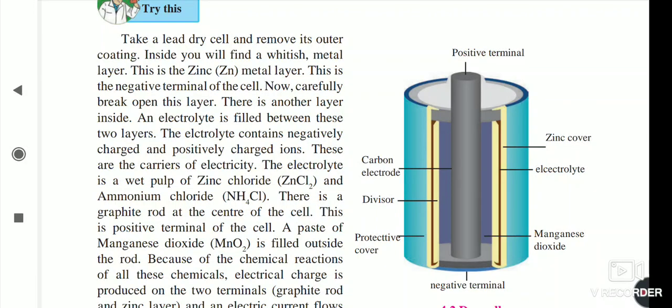Before looking at this construction, we will see one video, then we will understand better how this dry cell is constructed.